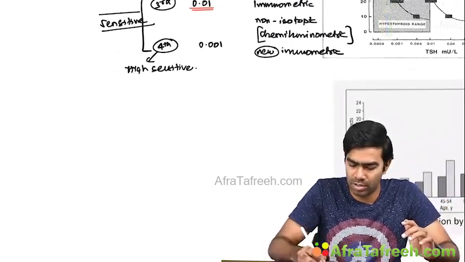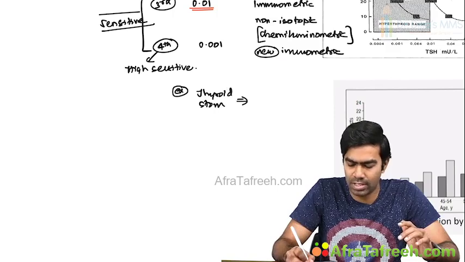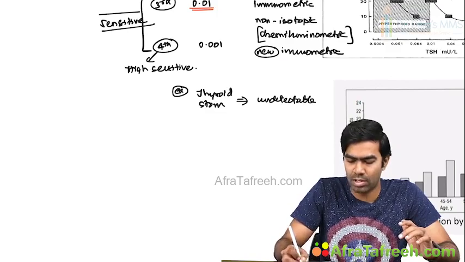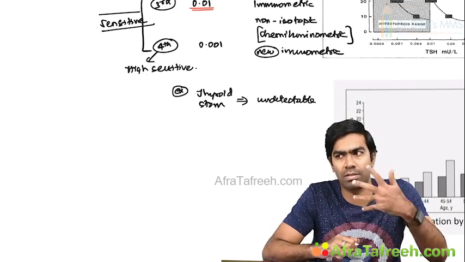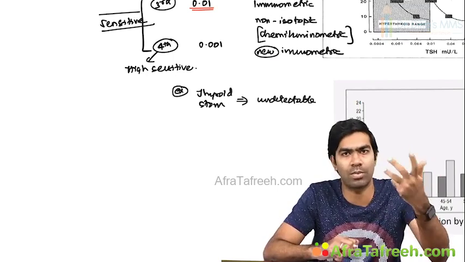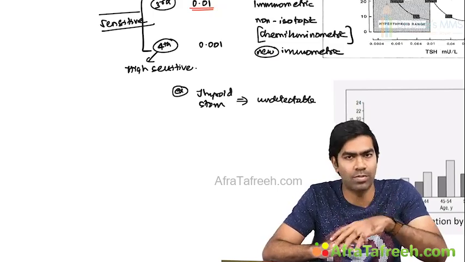For example, in a thyroid storm. In a thyroid storm, usually TSH will be undetectable. It will be even below the 0.001 cutoff. So that's why that makes you a good diagnosis. I'll tell you when I'm going to discuss about the thyroid storm in the subsequent section. So it will be undetectable. So that might be useful there.